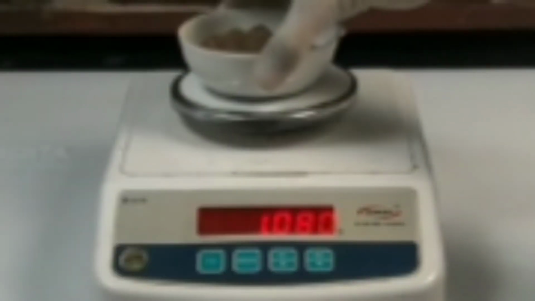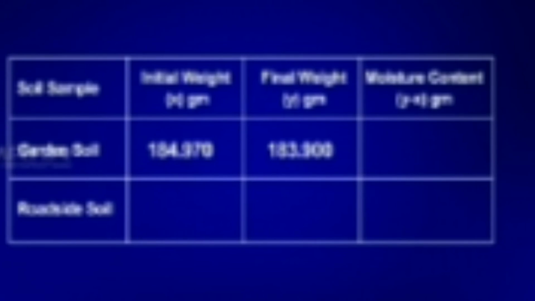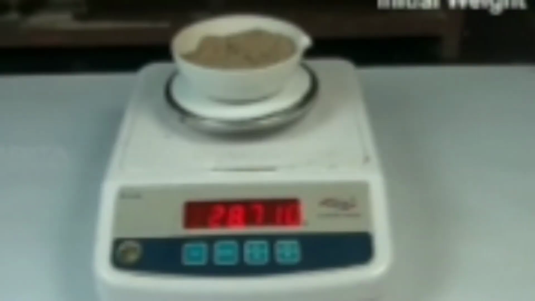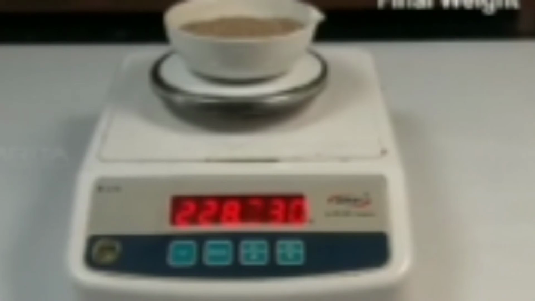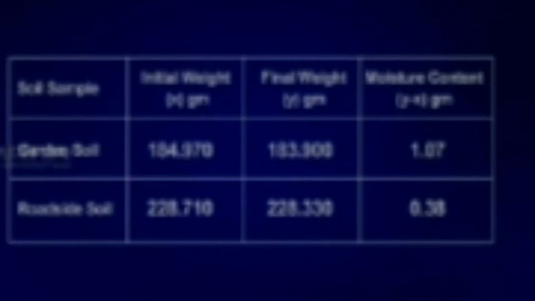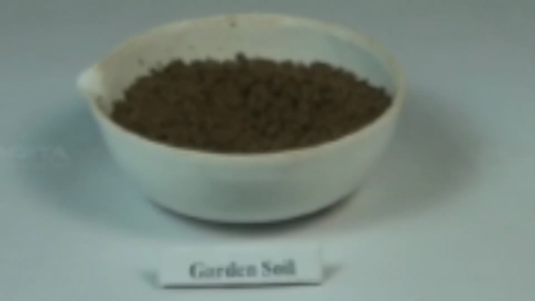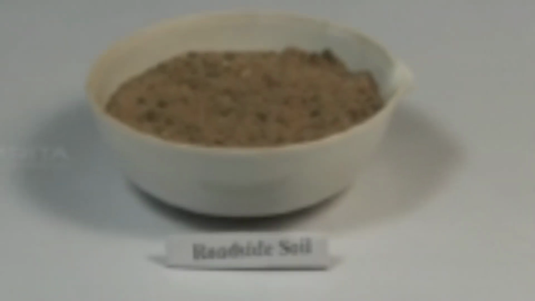Weigh the crucible again to record the weight of dry soil. Record the final value into the table. Similarly, do the same procedure with roadside soil and record the initial and final values into the table. The difference between initial and final weights indicates the moisture content of the soil. Conclusion: garden soil shows a higher difference between initial and final weight, indicating the higher moisture content in the garden soil than the roadside soil.